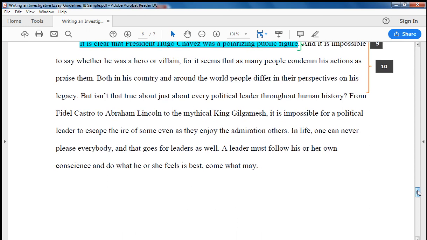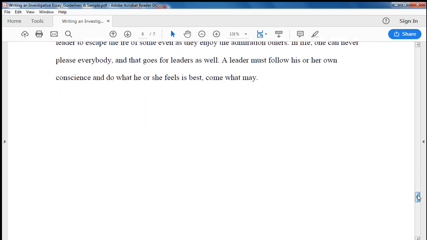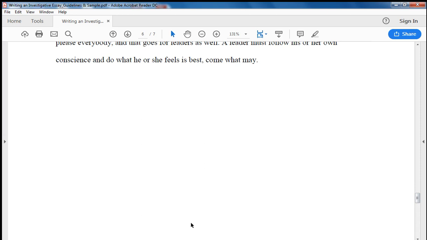So there we have it. Look at the sample essay to see some options for structuring the essay and for maintaining objectivity as your assignment requires.